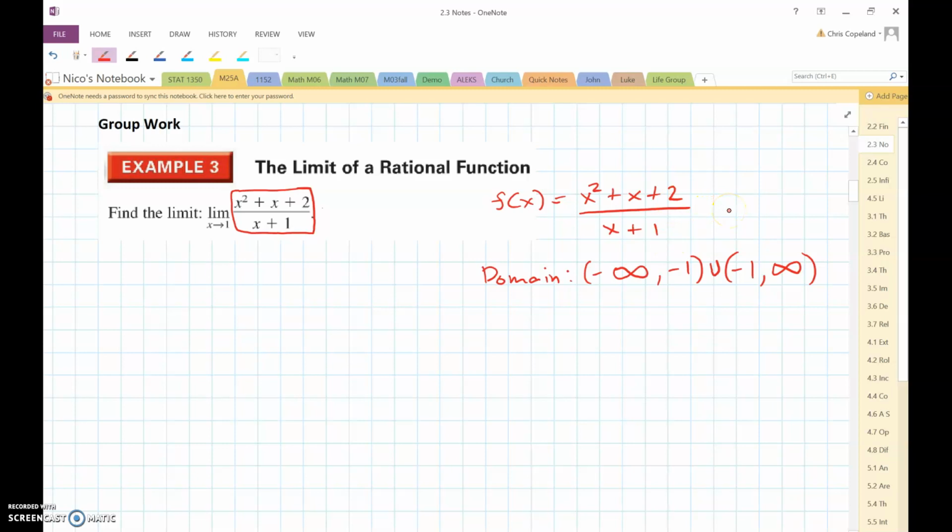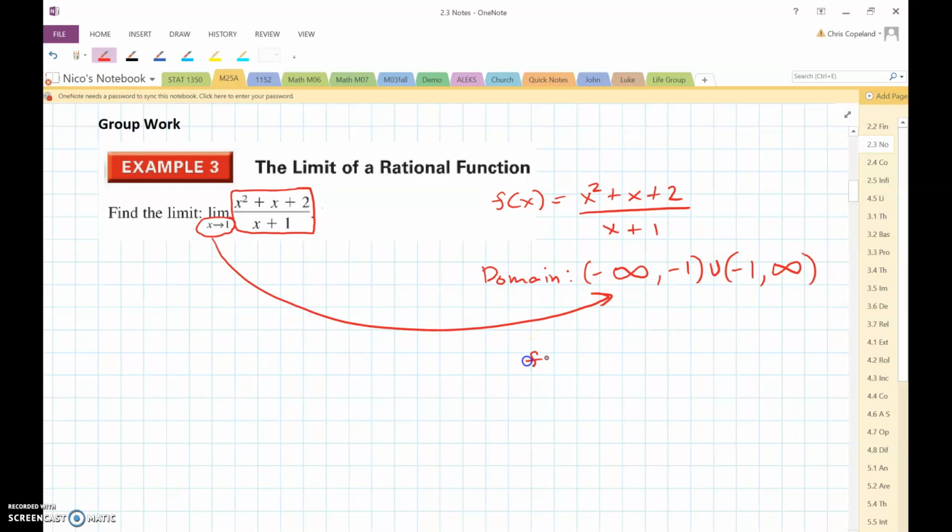Okay? When you're doing direct substitution, as long as right here, this x approaches 1, as long as that is in the domain, you can use direct substitution. So, x approaching 1, that is in the domain here.